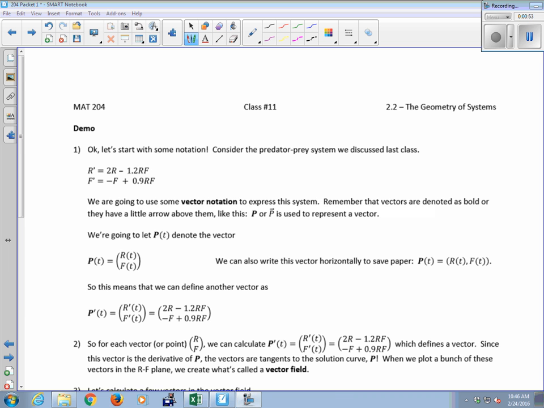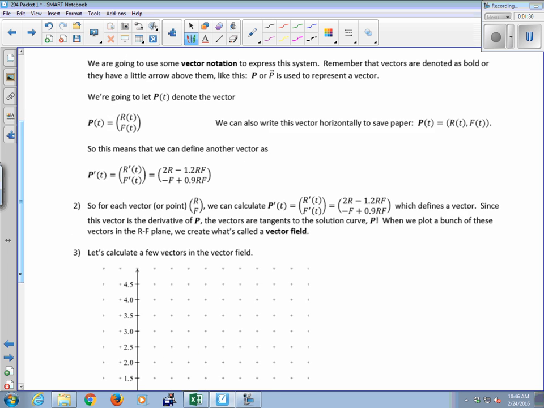Okay, so this is the same predator-prey example that we talked about last class. R prime equals 2r minus 1.2rf, and f prime is negative f plus 1rf. All right, so we're going to use some vector notation to express this system. Remember that vectors are just denoted as bold, or they have a little arrow above them. I'll typically use bold because when you're typing, that's easier than putting a little arrow, but when you're writing on paper, I usually use a little arrow because that's easier. So either one can be a vector.